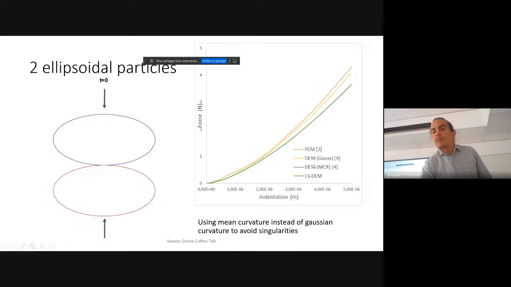And what we see is that our model obtains the same values as the DM with non-spherical particles using a mean curvature. If we use the Gaussian curvature, we will be closer to the finite element, but it's proven that it can have some singularities at some points, depending on the shape of the particle. So we decided to use the mean curvature in order to be able to calculate at any point of the particle.